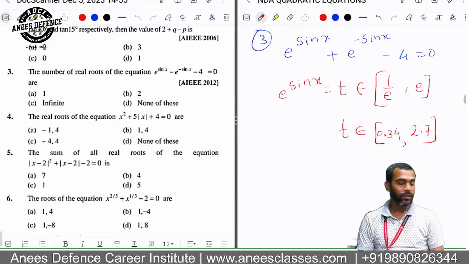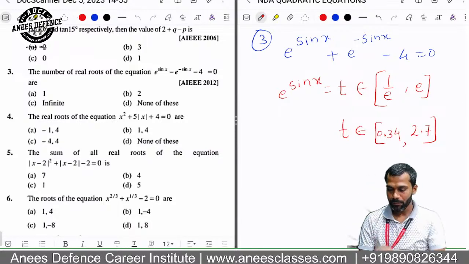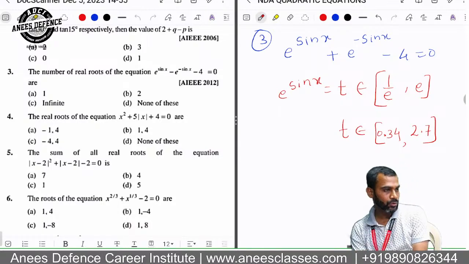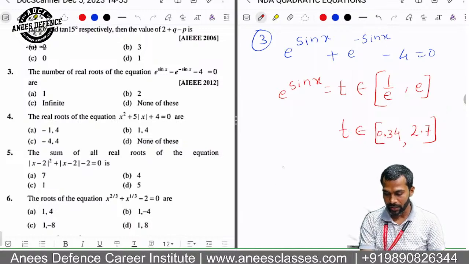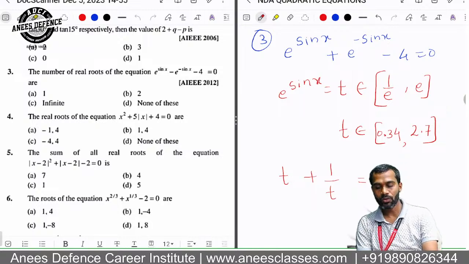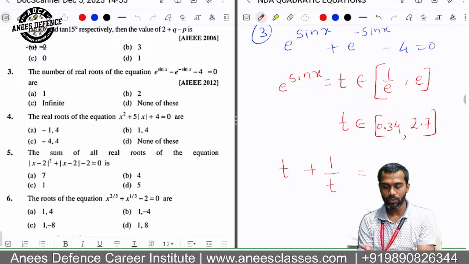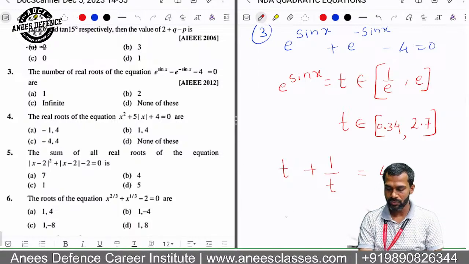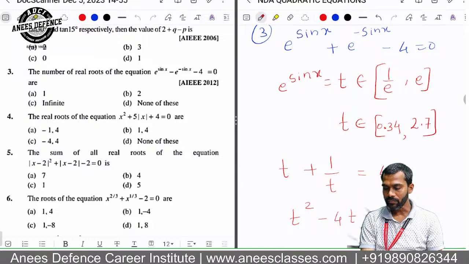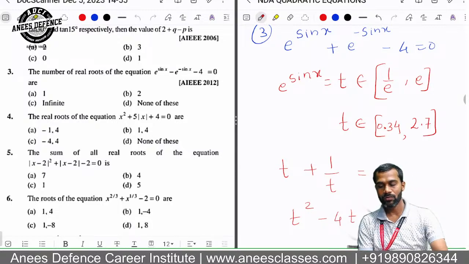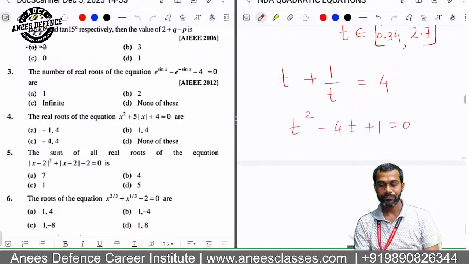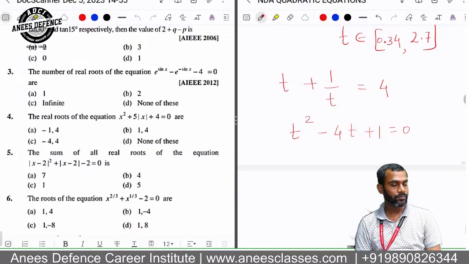So understood. So 0.34 and 2.7. Now we have considered e raised to sin x is equal to t. So the equation becomes t plus 1 by t is equal to 4. Yes or no? Now just multiply the whole equation on both the sides by t. So it becomes t square minus 4t plus 1 is equal to 0. Is there any doubt? I hope it is clear.